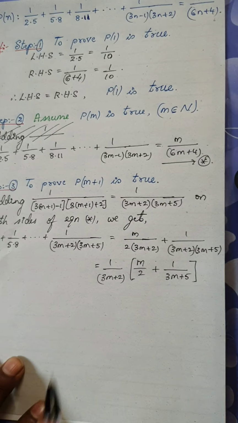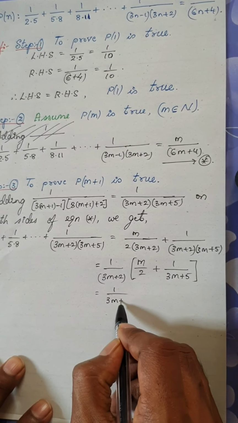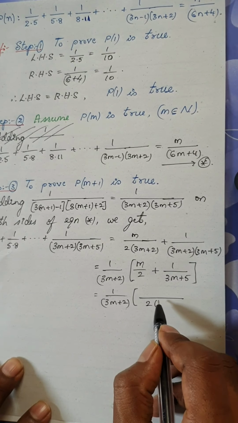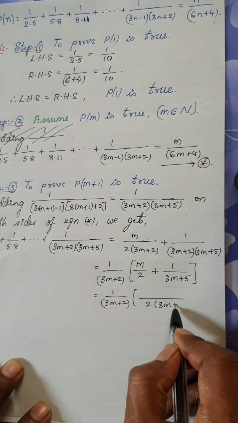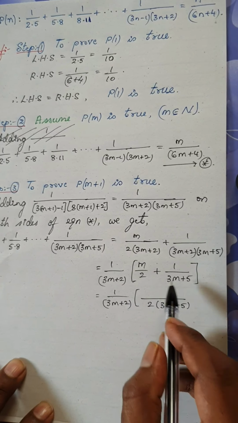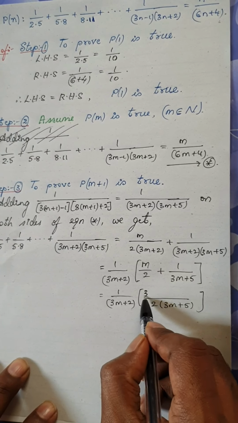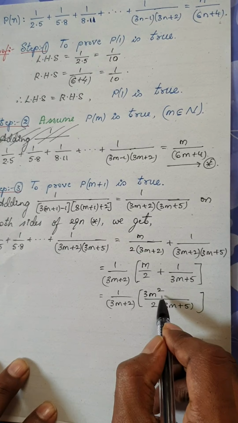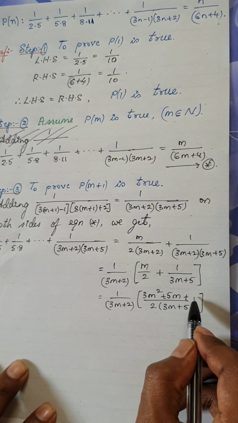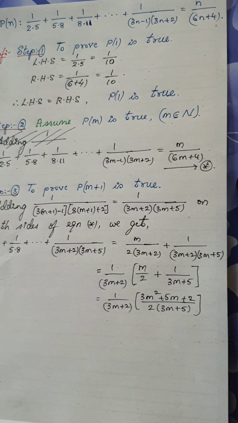So this is nothing but 1 divided by (3m plus 2) into, if you take the LCM, you will have 2 into (3m plus 5), isn't it? So now let us cross multiply because you have taken the LCM now. 3m into m is 3m square, plus 5 into m is 5m, plus 2 into 1 is 2. Hope you don't have any confusions here.